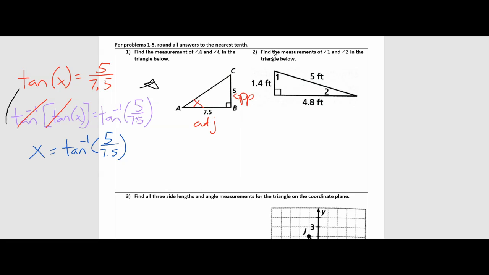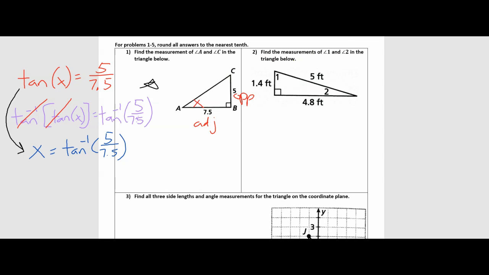You are free to jump from red to blue. I need you to understand what's going on between those two steps, but I'm not going to require you to write that out every single time. Again, I want you to understand, but it is a step that you can skip when you're writing it out. You can go over to your Desmos calculator.